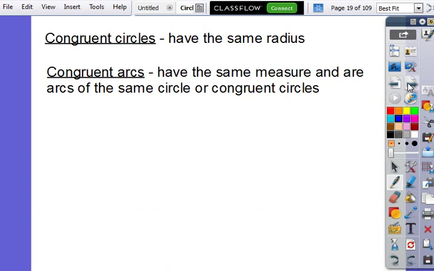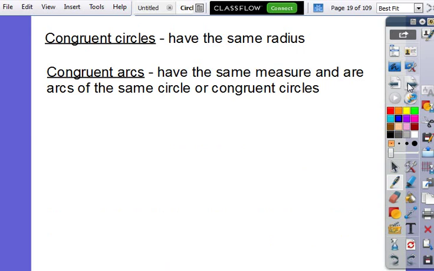All right, congruent circles have the same radius, which means they're going to be the same size. Congruent arcs have the same measure, and are arcs of the same circle or congruent circles. In other words, just because the number is the same doesn't automatically make the arcs the same. It's got to be the same size circle for that to work.